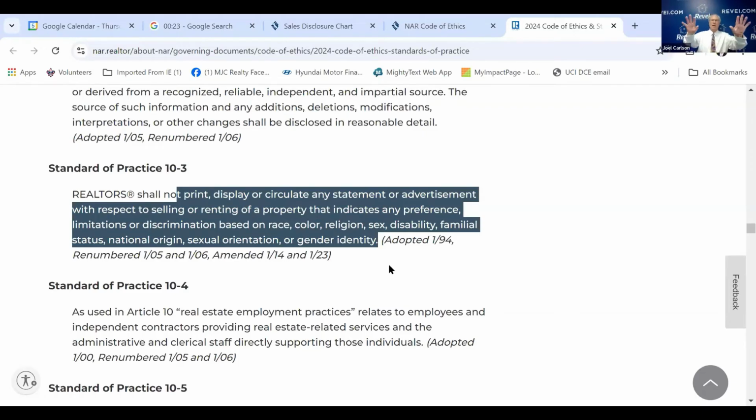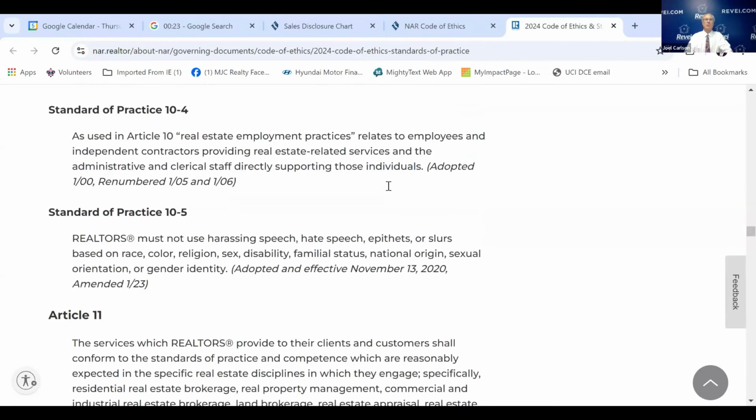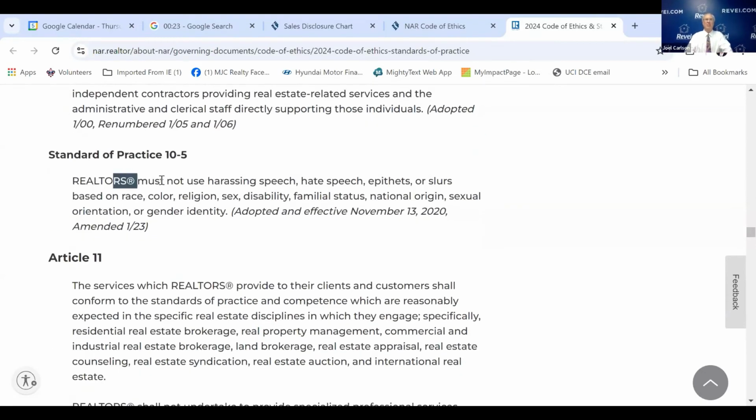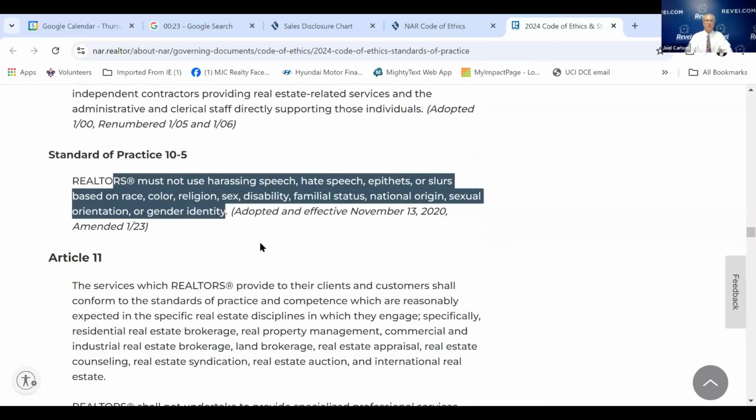Now, when we're talking about this, there are 9 protected classes here. That's the National Association of Realtors. In the state of California, we have 22 protected classes. So you want to make sure that you're not discriminating. It was amended in January of 2023, and that's why it's in yellow. Remember the first thing I said, if it's in yellow, you'll probably want to reread them. It also talks about how you must not use hate or harassment speech in anything you're doing.